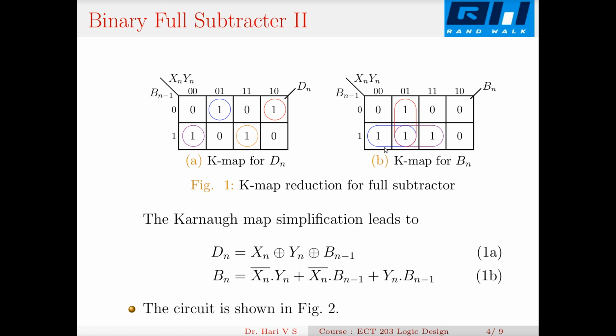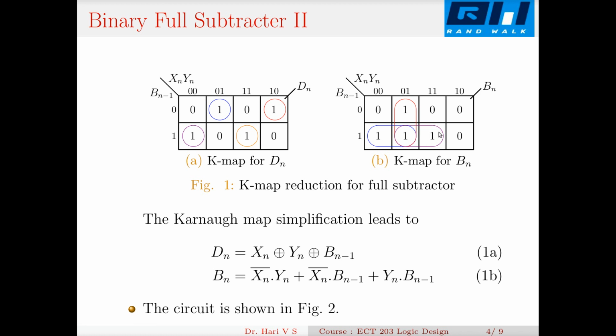And here if you go into this blue oval, this is a function of Bn minus 1 because it happens in one row. What does not change here is 0 0, that is xn complement. So it is xn bar and Bn minus 1. That is the second term, xn bar and Bn minus 1.